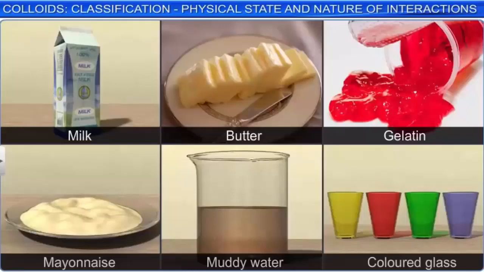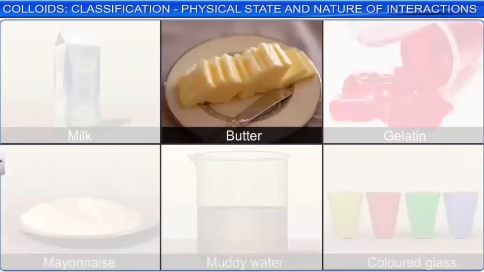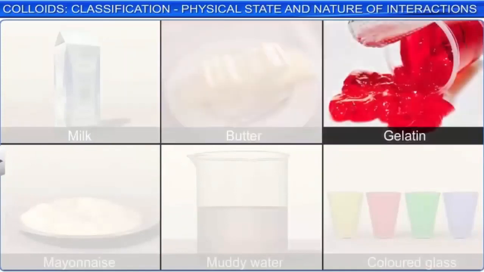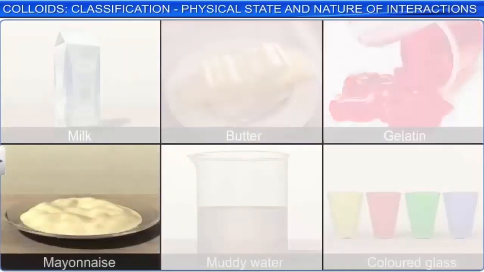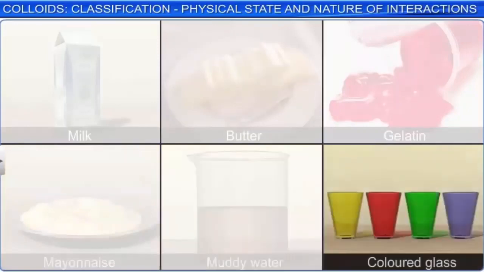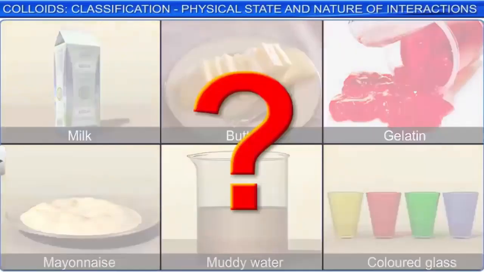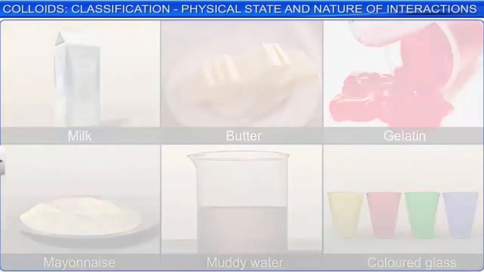Take a look at these: milk, butter, gelatin, mayonnaise, muddy water, and colored glass. We use them in our day-to-day life. But have you ever wondered about the chemistry hidden in them? These substances are known as colloids in chemistry.